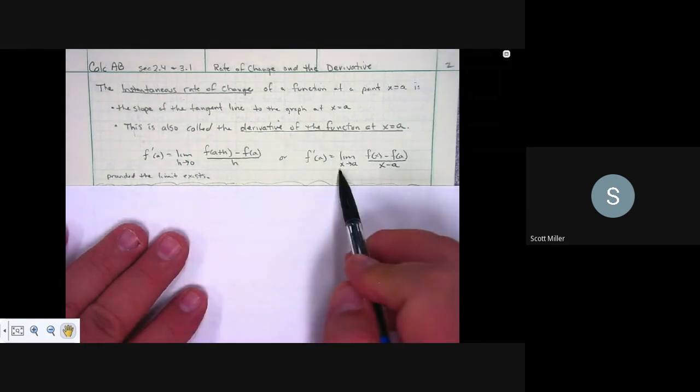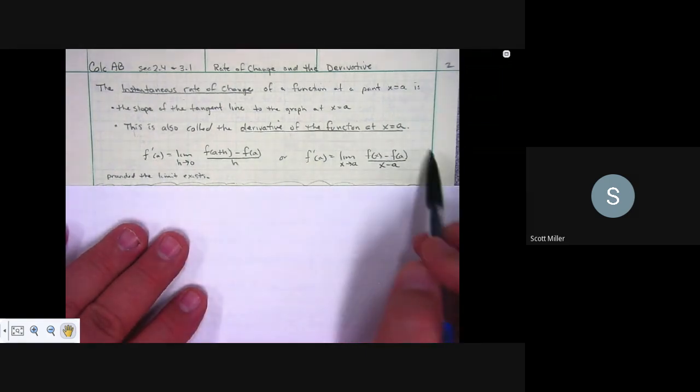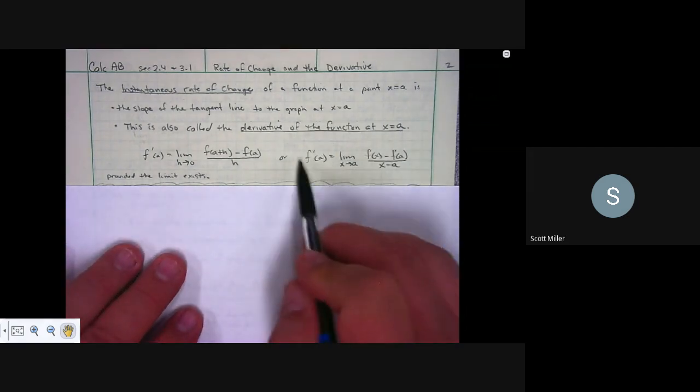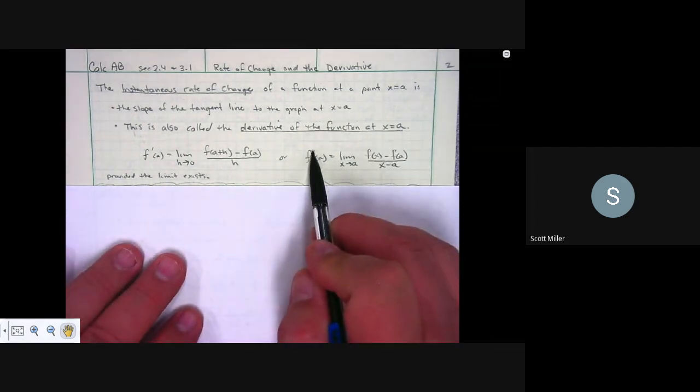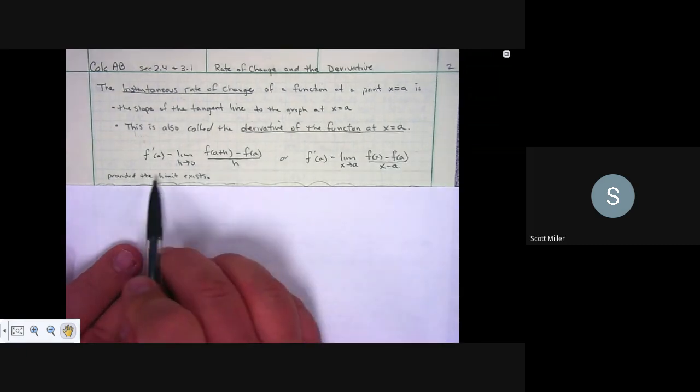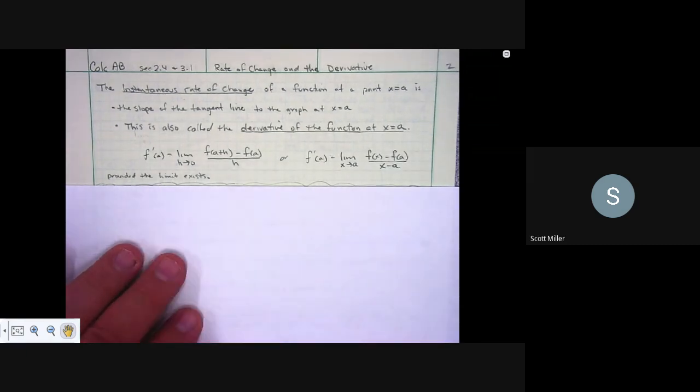And this is the same thing using the alternate form of the difference quotient. So this is what the derivative is. It is the derivative of a function at a, given by these limits, provided the limit exists. So if the limit doesn't exist there, then there's no derivative there. And we'll talk more about that as we move along.